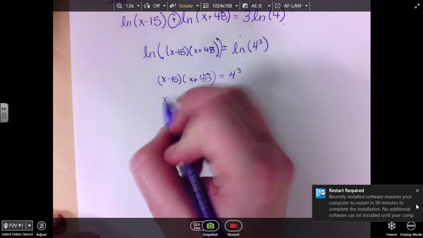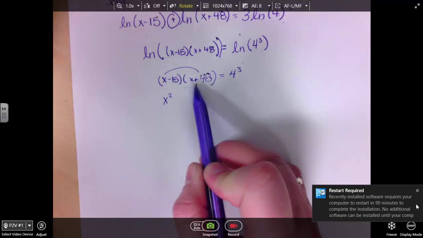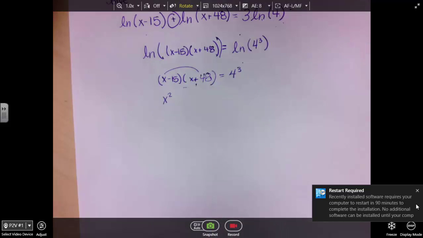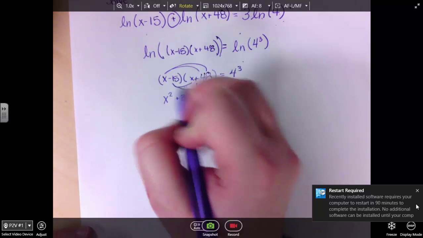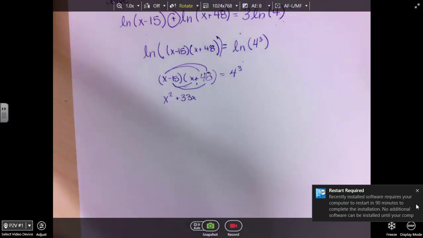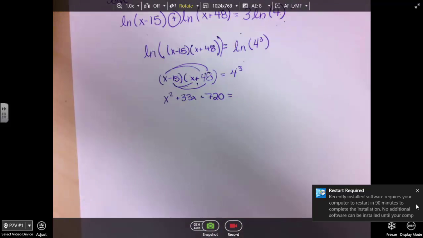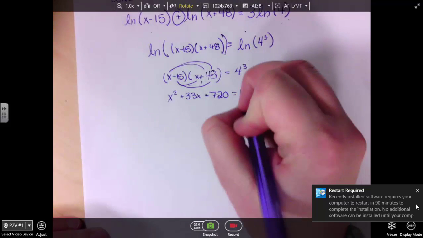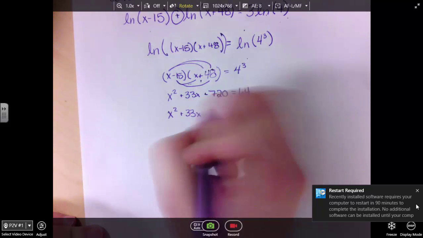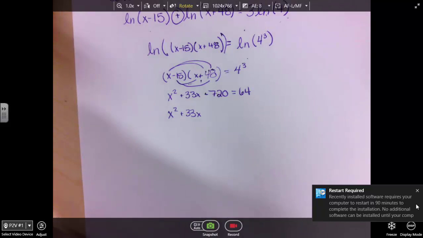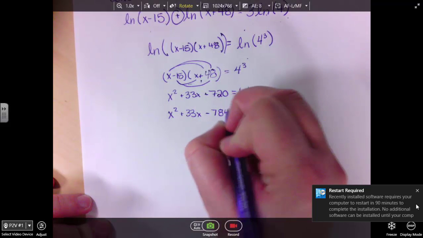So you get x squared, x times 48 is 48x, and then you have negative 15x, so 48x minus 15x is 33x. And then negative 15 times 48 is negative 720 equals 4 cubed, 64. So then you subtract 64 over, you get x squared plus 33x, negative 720 minus 64 is negative 784 equals 0.